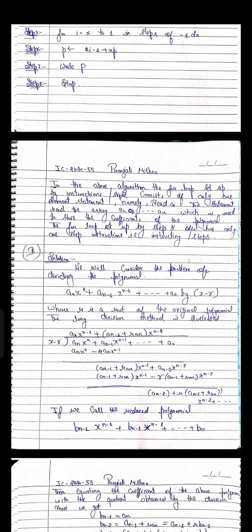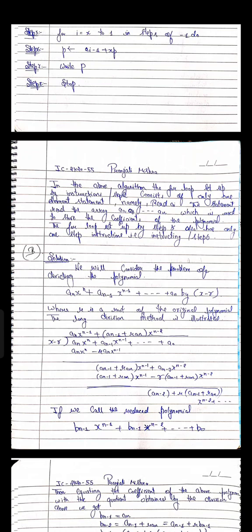In the above algorithm, the for loop set up by instruction step 2 consists of only one element statement, namely read a of I. This statement reads the array a0, a1 up to an, which is used to store the coefficient of the polynomial. The for loop set up by step 5 also has only one step instruction, that is instruction step 6.